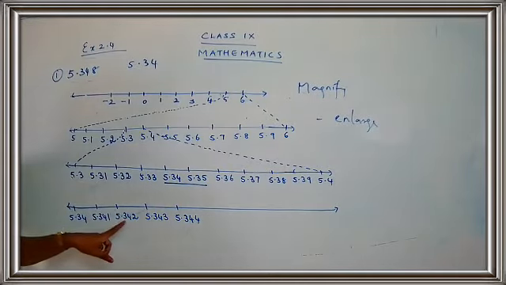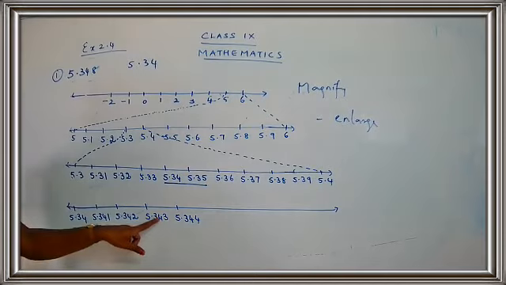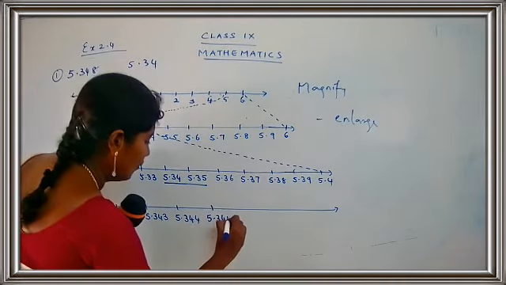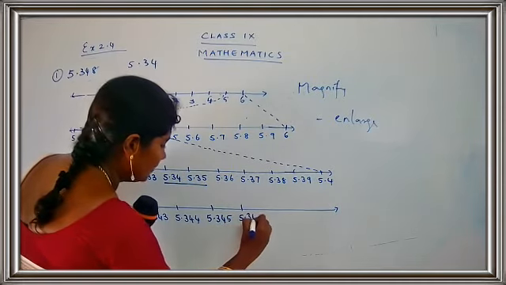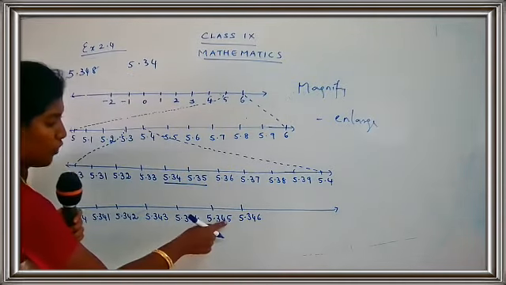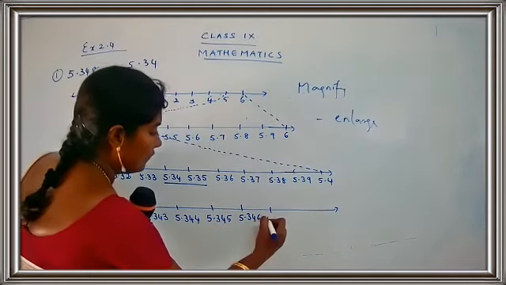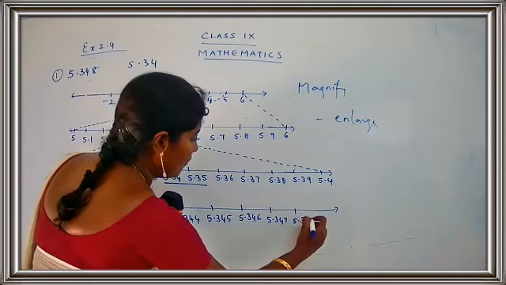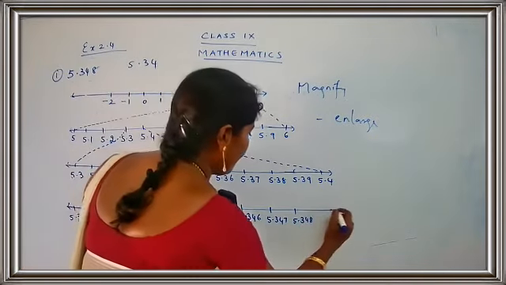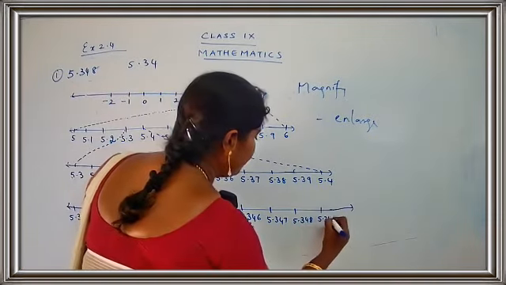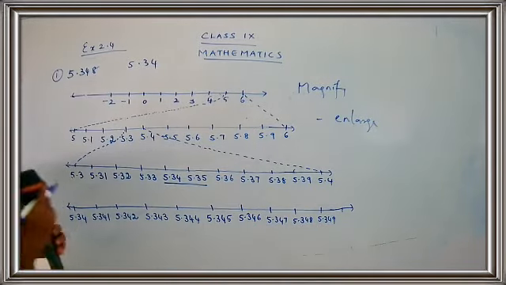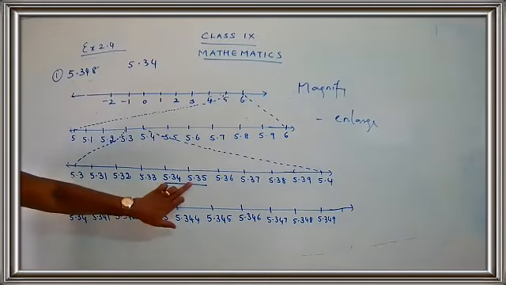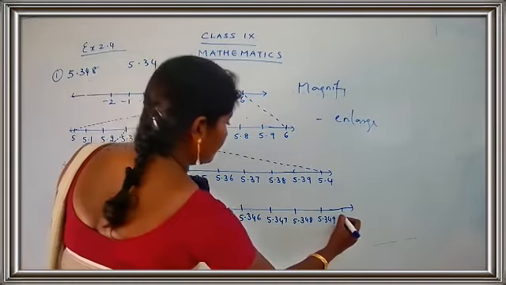5.345, 5.346, 5.347, 5.348, 5.349. At the last, after 5.349, you have to write 5.35.